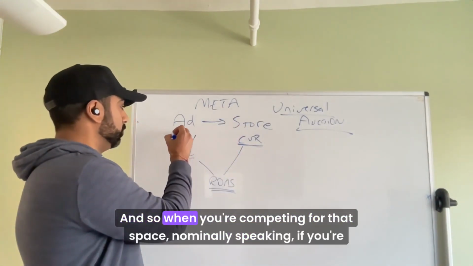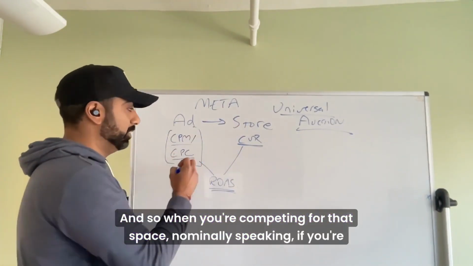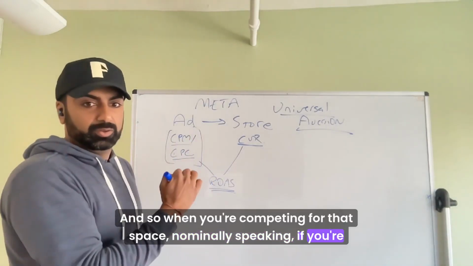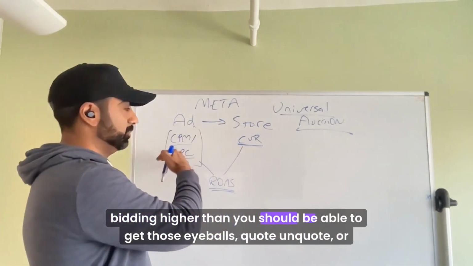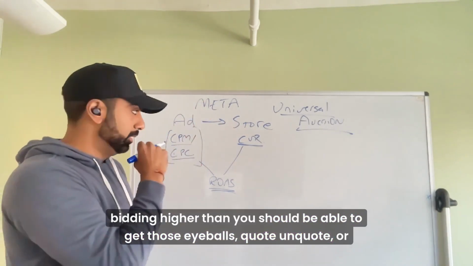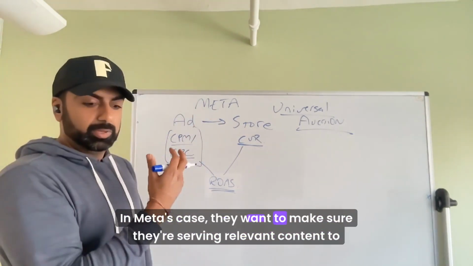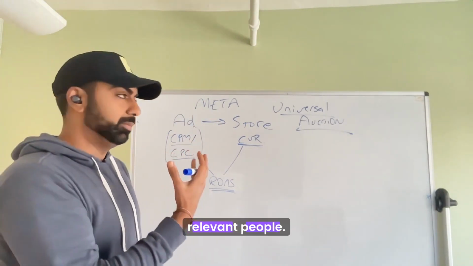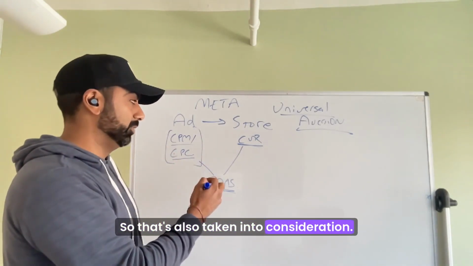And so when you're competing for that space, nominally speaking, if you're bidding higher, then you should be able to get those eyeballs, quote unquote. Or in Meta's case, they want to make sure they're serving relevant content to relevant people. So that's also taken into consideration.